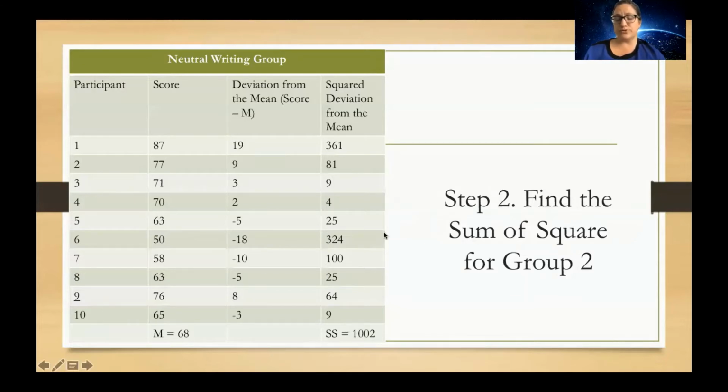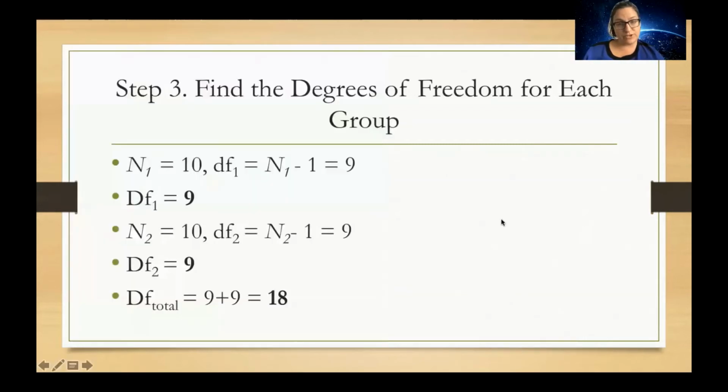Those are the first two steps, which are pretty straightforward. You're just finding the sum of squares for each group. Then you want to find the degrees of freedom for each group. Degrees of freedom is n, which is your sample size, minus 1. Our sample size in this case is 10, so we're going to do 10 minus 1, which is 9. That's the same for both groups, because we have the same number of participants.